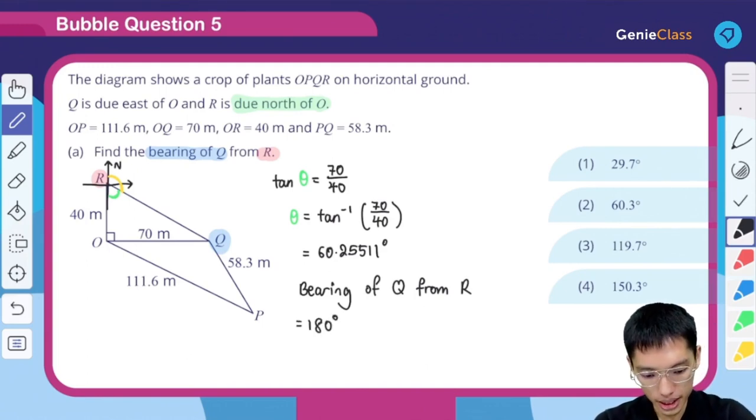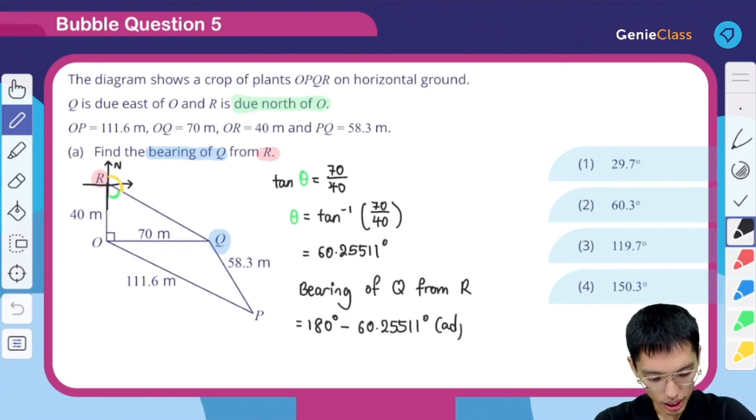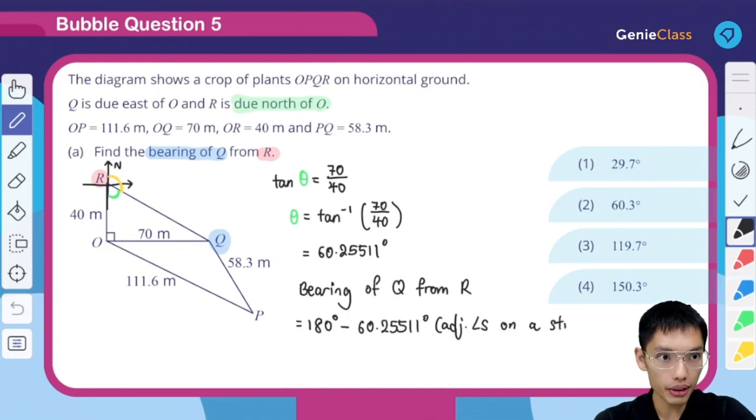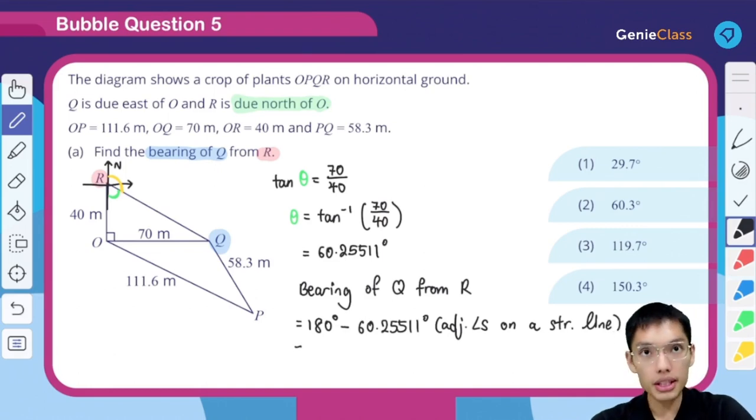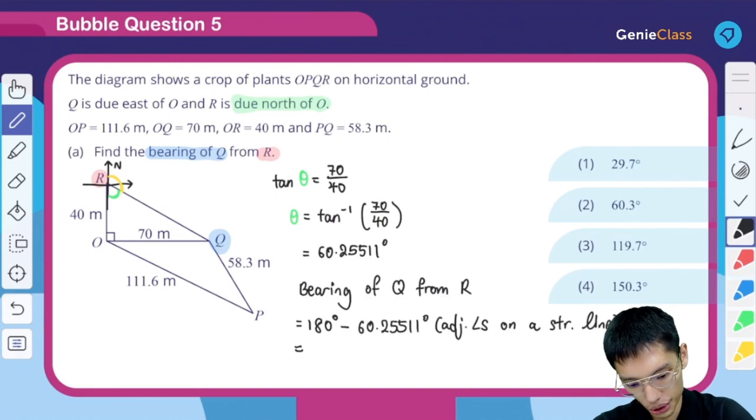180 minus 60.25511. Again, I'm using a property, so it's good to write down adjacent angles on a straight line. Okay, this is equals to, you may forget the negative sign. That's one thing, Denise. That's an answer for you.